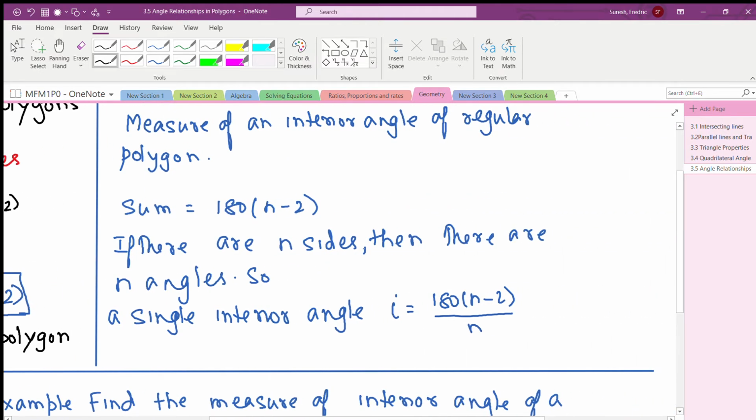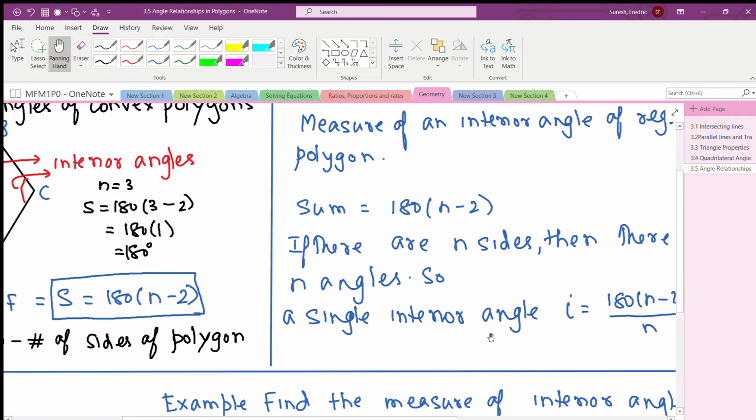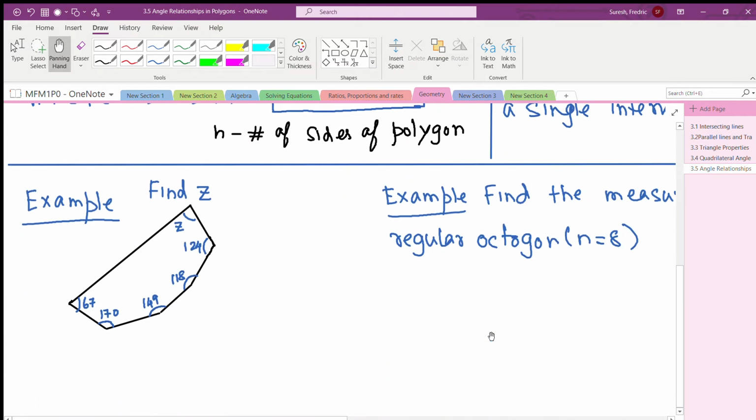What if you want to find the measure of one single angle inside a regular polygon? We know that the sum of the interior angles of a polygon is given by 180 times n minus 2. And if the polygon has n sides, then there must be n interior angles in the polygon. So if you want to find the measure of one interior angle, all you do is take the total, which is the sum of all the angles, and divide by the number of angles, and you get the single angle. So here's an example problem for you.